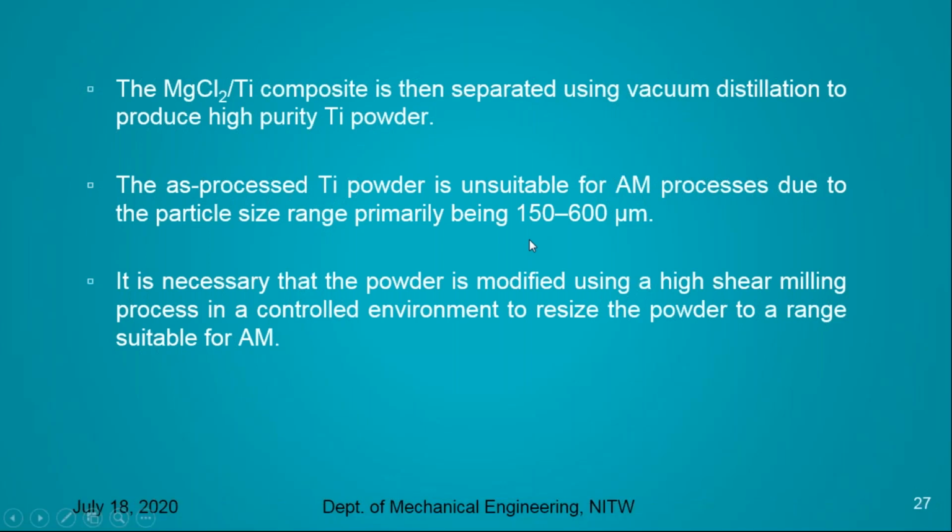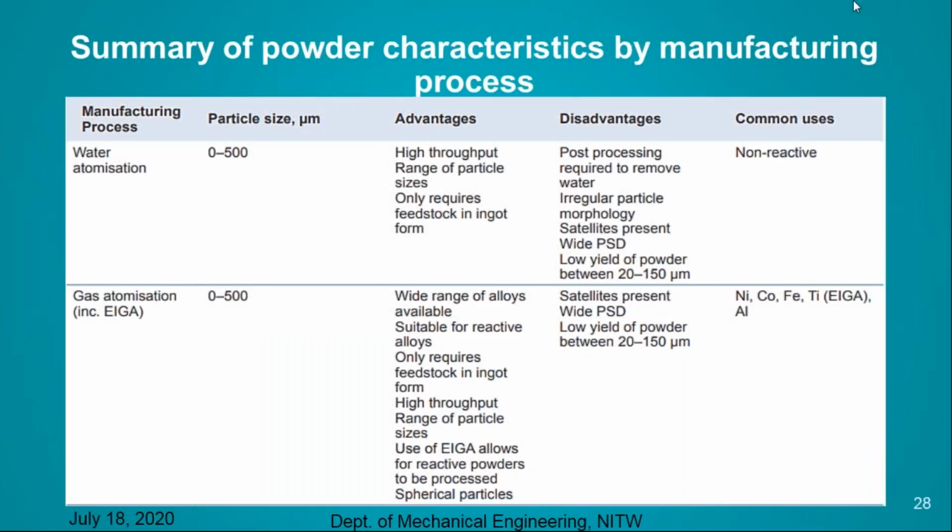And if you see the summary of this table, it gives us the characteristics of the powder based on the manufacturing process. For example, with water atomization, we can manufacture powder particles from 0 to 500 micron size. And with gas atomization also, we can produce 0 to 500 micron size powder particles. The advantage of water atomization is that it has a high throughput and a range of powder particle sizes, and only requires feedstock material in the form of an ingot. In both processes, gas atomization as well as water atomization, we are using an ingot.